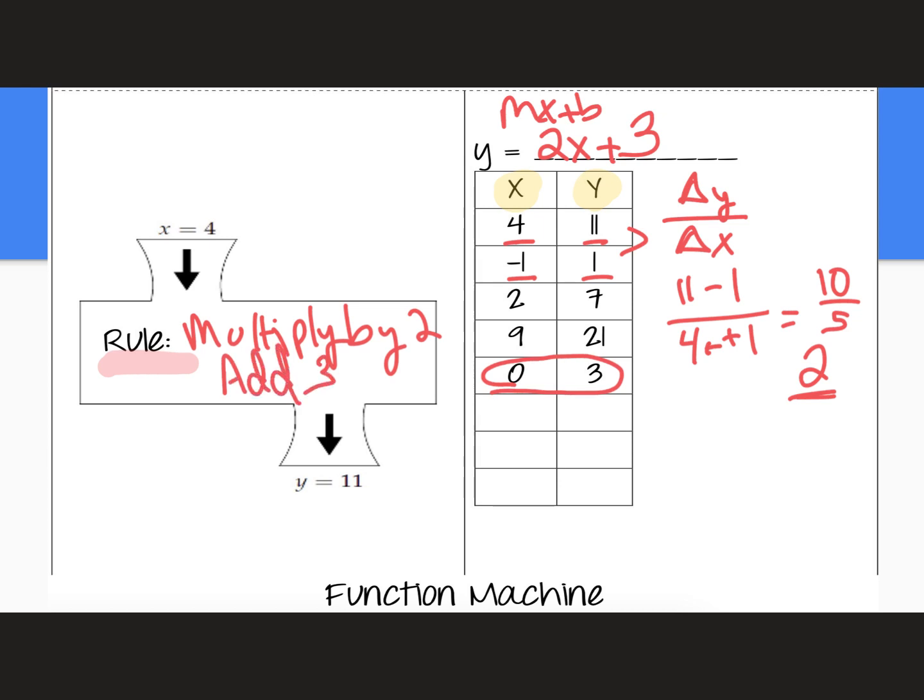And then they want us to add a few more values here. So if I put the value 1, 1 times 2 is 2, plus 3 is 5. If I put the value -2, -2 times 2 is -4, plus 3 is -1. And let's try the value 10. 10 times 2 is 20, plus 3 is 23. So this is how our function machine works. It creates a table and an equation.